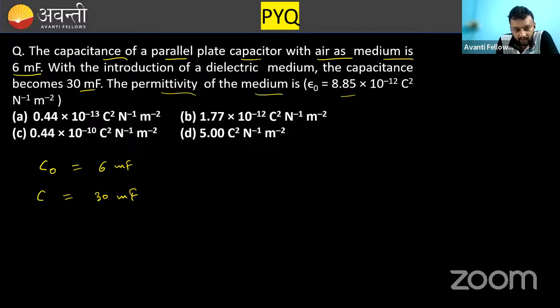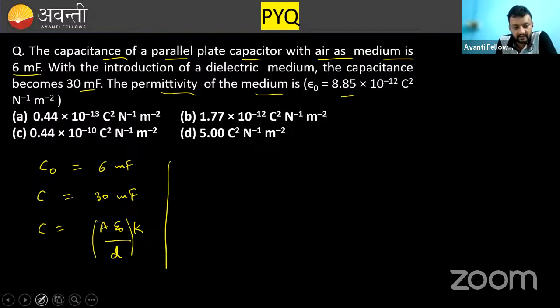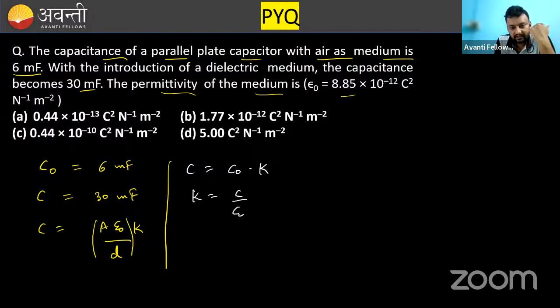So now you can say that C in a medium, or capacitance when dielectric is filled, is A epsilon naught K over D. Clear? This is the capacitance of air. So you can write it again. C is equal to C naught times K. I think you remember this relation as well. So K is C by C naught. C is 30, C naught is 6. That is 5. So the dielectric constant is 5.